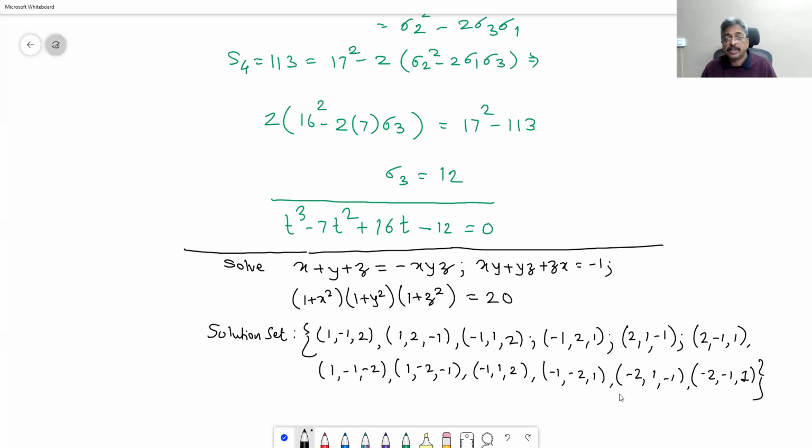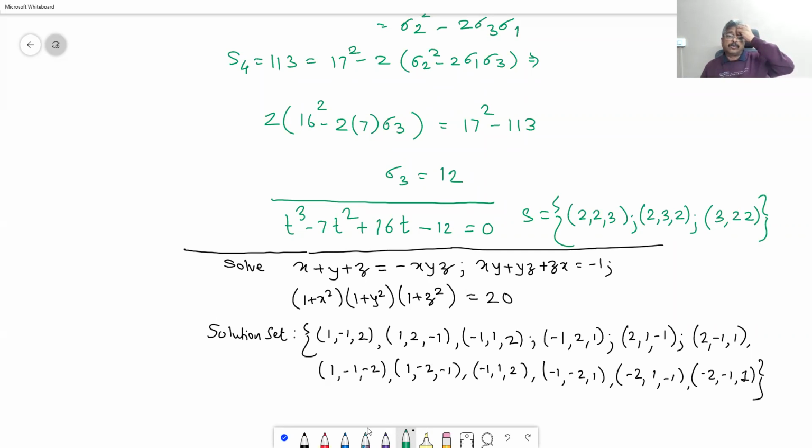Okay, the solution set for the previous problem was S is equal to (2, 3, 2), (3, 2, 2), 3 ways. That was the solution set for the previous problem. This is the solution set for the new problem. Okay, that is where we stop for the day.